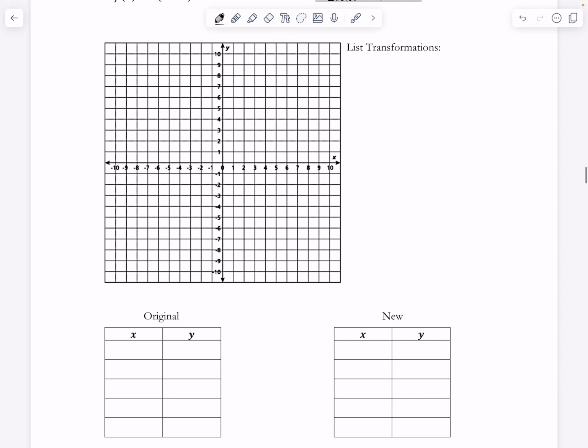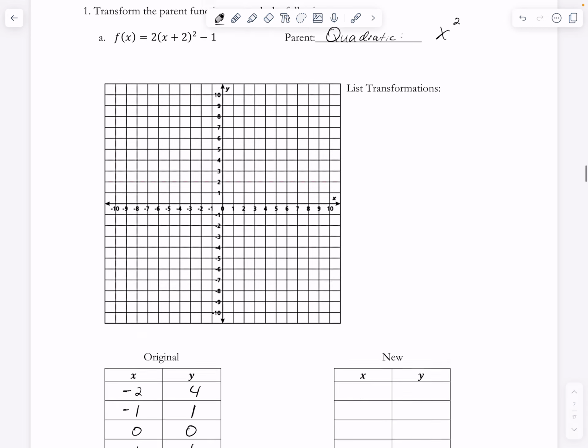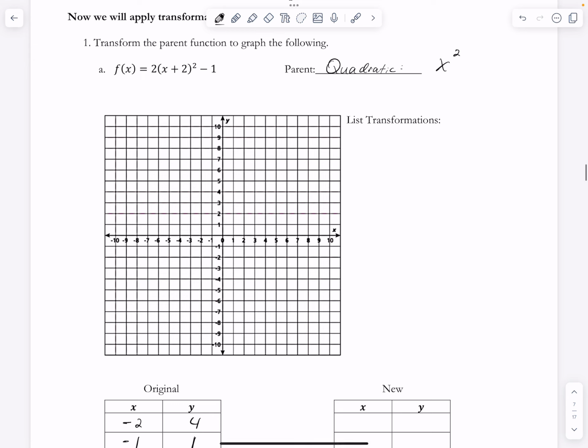If you remember, the original x values for that were -2, -1, 0, 1, and +2. When you square those numbers, the original y values are 4, 1, 0, 1, and 4. We're basically going to do 3 different transformations to this original one, and I'll graph the original one for you. It looks like this. That's the original parabola.